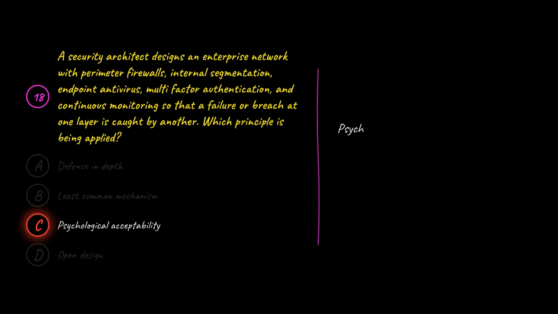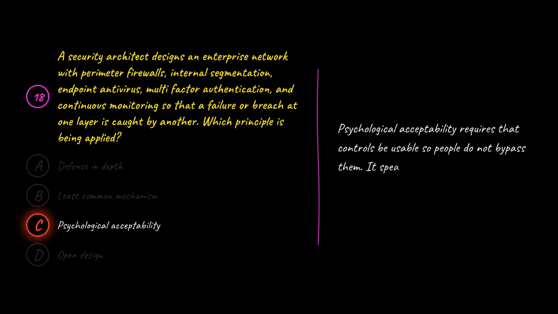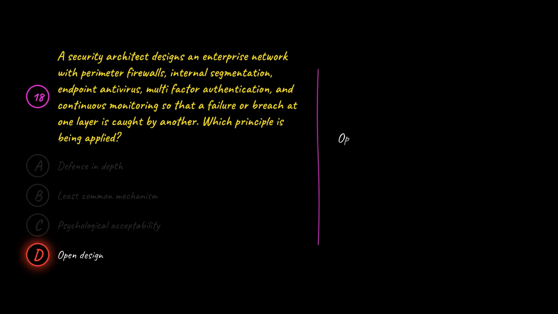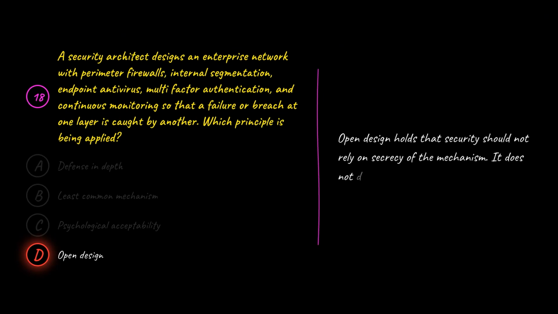C is wrong because psychological acceptability requires that controls be usable so people do not bypass them. It speaks to user experience rather than layer count. D is wrong because open design holds that security should not rely on secrecy of the mechanism. It does not describe layered defenses. Defense in depth is the security strategy of layering multiple independent controls so that defeating one layer only brings an attacker face to face with the next.